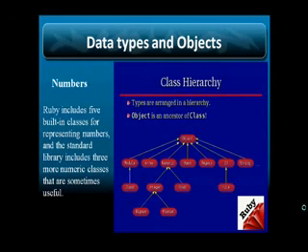Numbers. Ruby includes five built-in classes for representing numbers, and the standard library includes three more numeric classes that are sometimes useful. All number objects in Ruby are instances of Numeric. All integers are instances of Integer. If an integer value fits within 31 bits on most implementations, it is an instance of Fixnum. Otherwise, it is a Bignum.